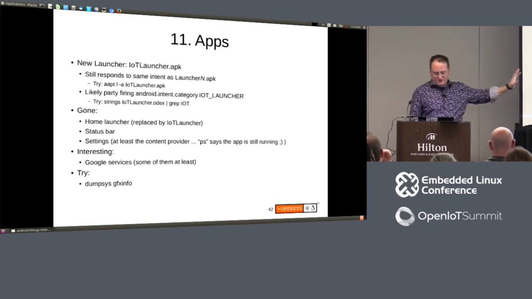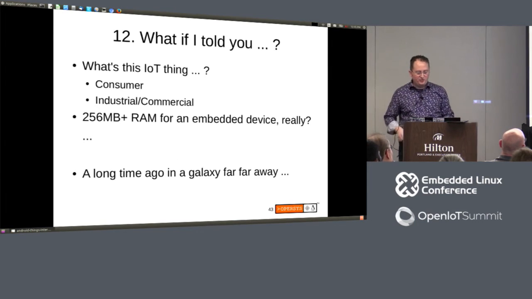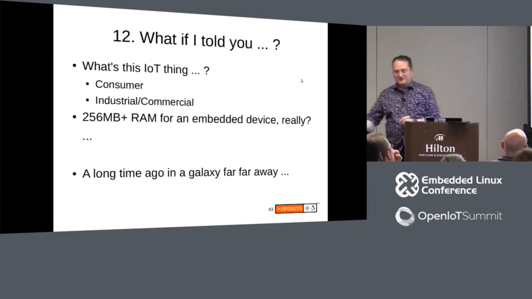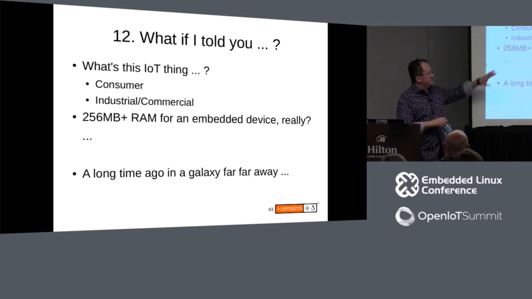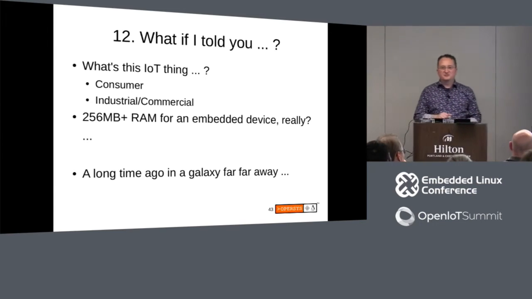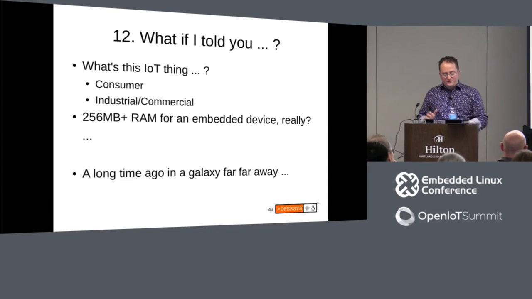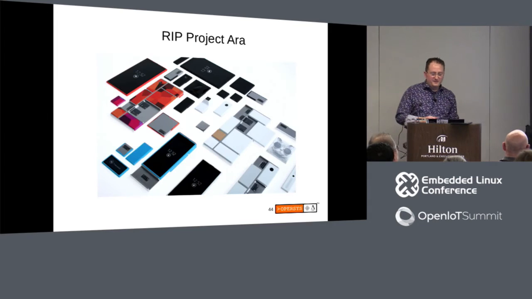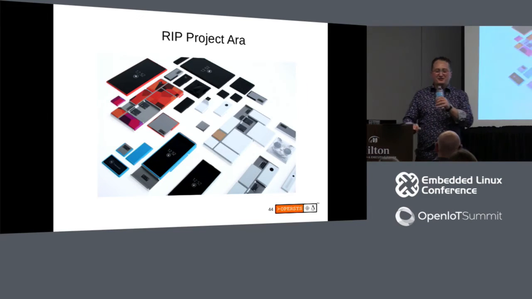Okay, so I mentioned the status bar is gone, blah, blah, blah. I showed you the gfxinfo, which gets me to the last part of my presentation, which is essentially, where is this IoT stuff taking us? Because as I said, this RAM stuff is pretty intensive, okay? So this might seem like a segue, but you'll see it comes back to the original topic. Once upon a time, I was involved in a modular phone project.